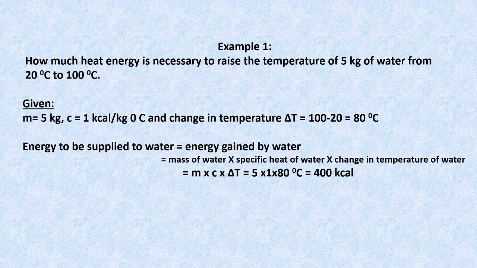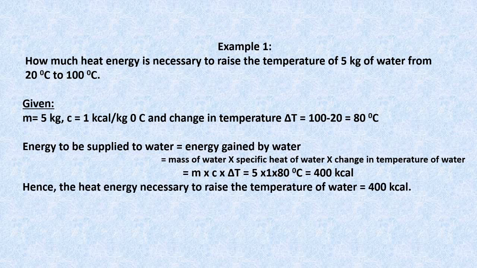Just substituting the given values in the equation. Mass is 5 kg, so 5 into 1, the specific heat of water, into 80 degrees Celsius, the change in temperature. The expression we get is 5 into 1 into 80, which is 400 kilocalorie. Hence the heat energy necessary to raise the temperature of the water is 400 kilocalories. That means the heat energy given to the water is 400 kilocalories, and due to this heat energy the temperature of the water is increased.